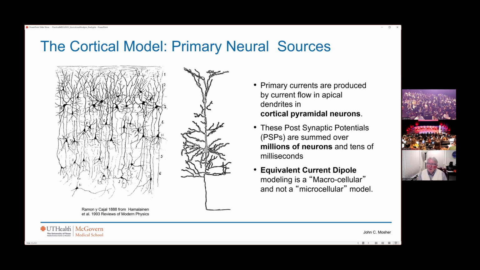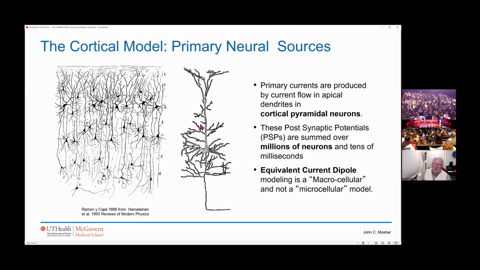Almost inarguably, the number one signal that we're seeing in the cortex is the pyramidal neurons, these long cortical neurons that extend from layer 1 at the top of the pial surface all the way down to the bottom of the gray matter, layers 1 to 6, with the soma usually sitting somewhere in layers 4 or 5. And what we're looking at are the postsynaptic potentials that are summed over millions of neurons.